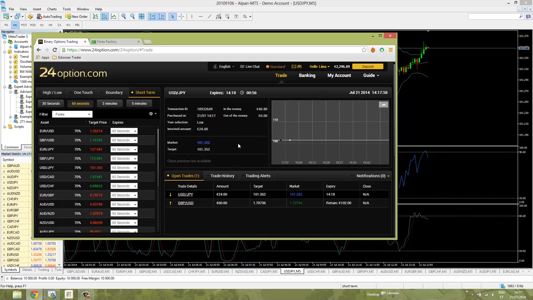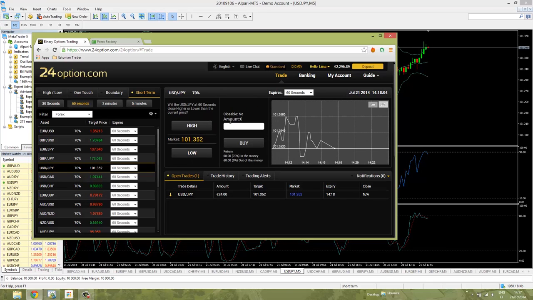Okay, I have also entered this trade, US dollar Japanese yen. I will set another one up for a possible double up.